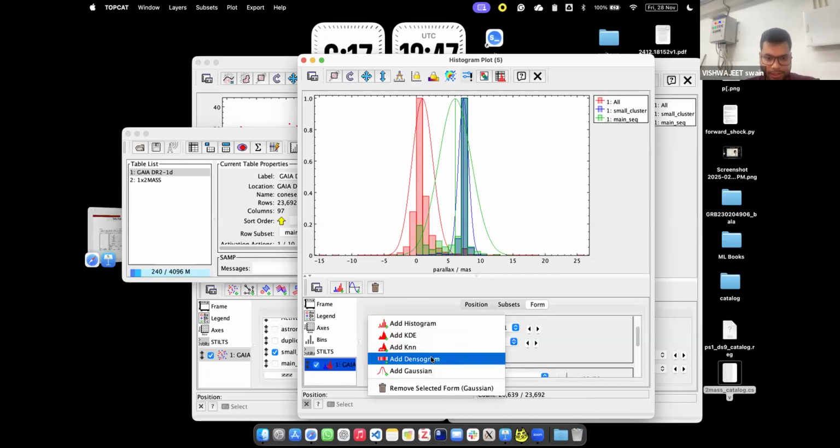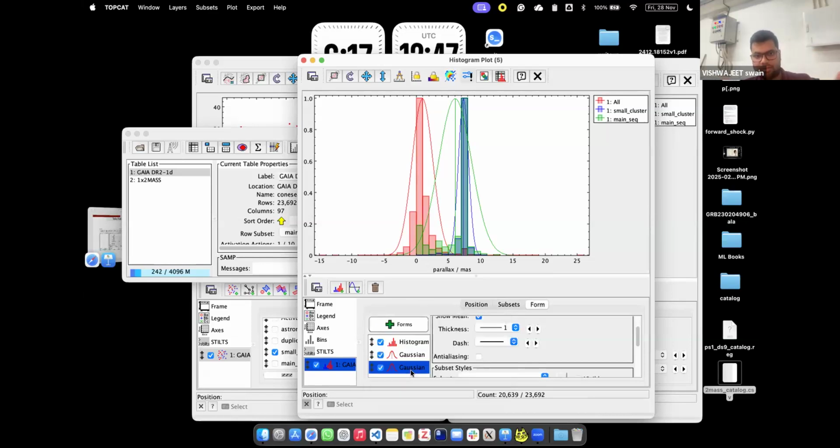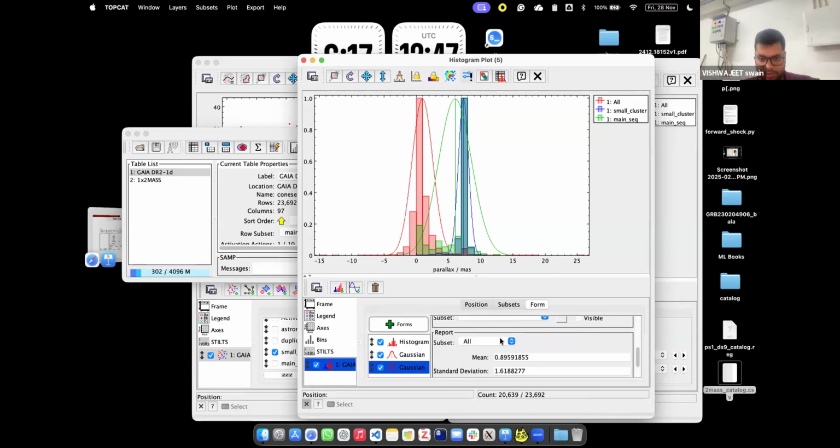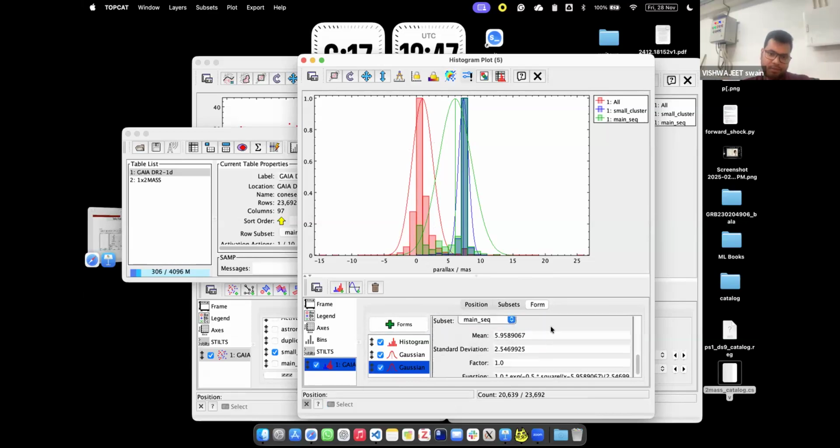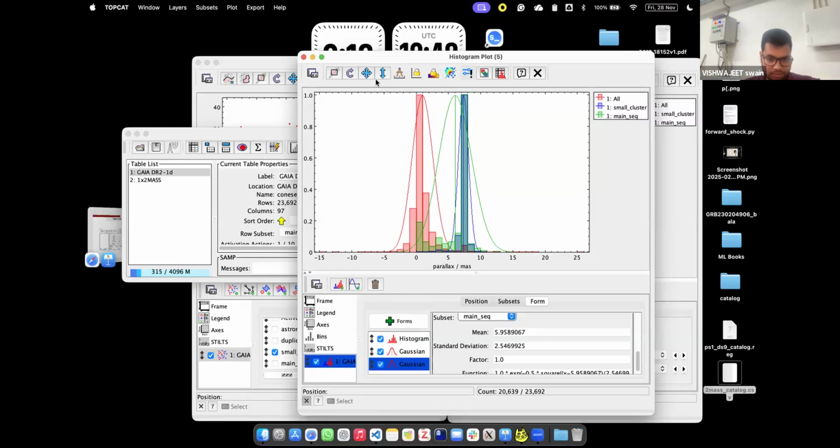So for example, I already loaded it. You can add the Gaussian, you can add other functions, and then it will plot it over there, and it shows the Gaussian fit over each subset. Here you can see the values. If you want to see the value for a different subset, you can check the mean value of that Gaussian plot, the standard deviation, and the factor. So the example here is that you can actually fit a Gaussian over your histogram.